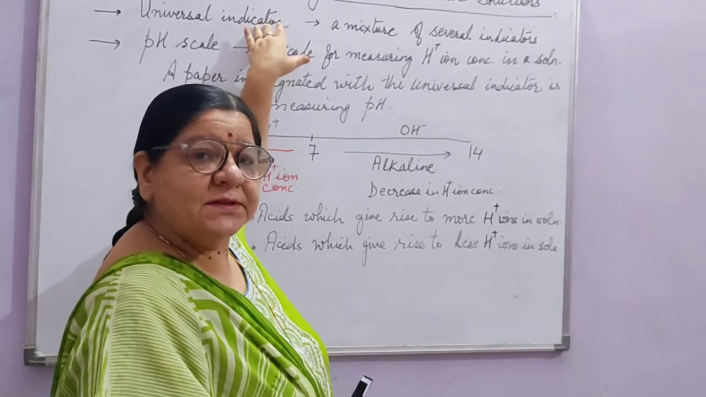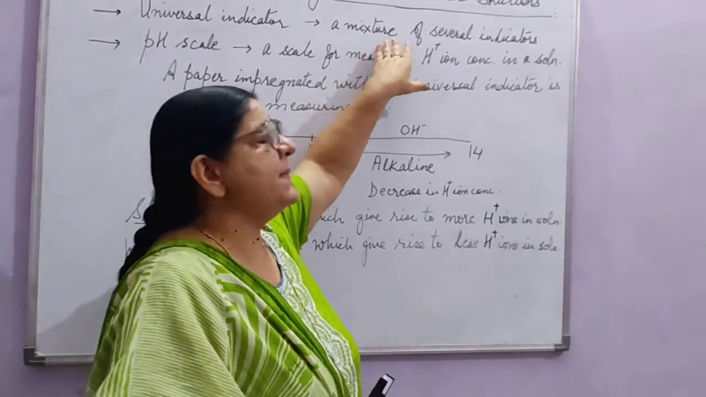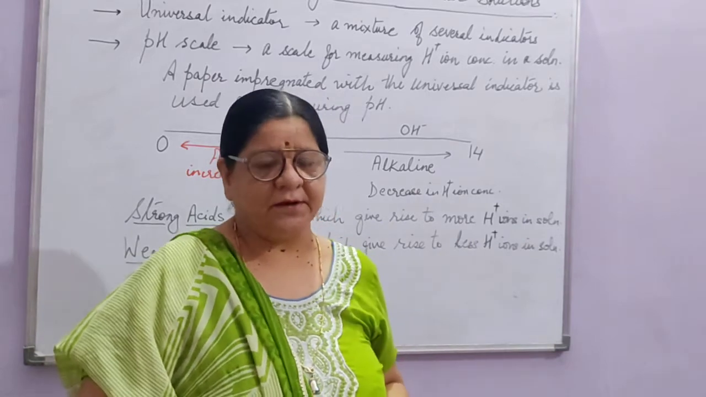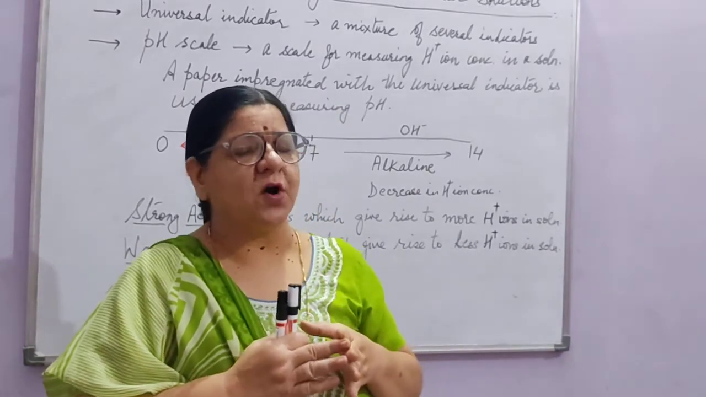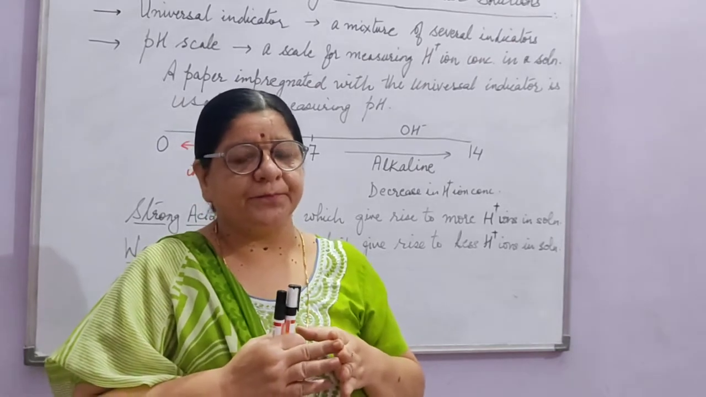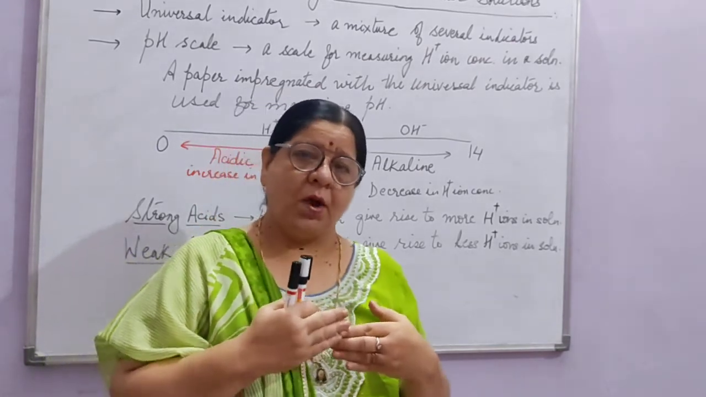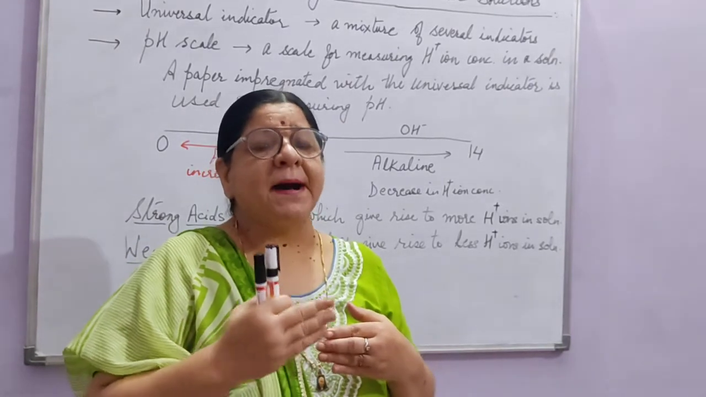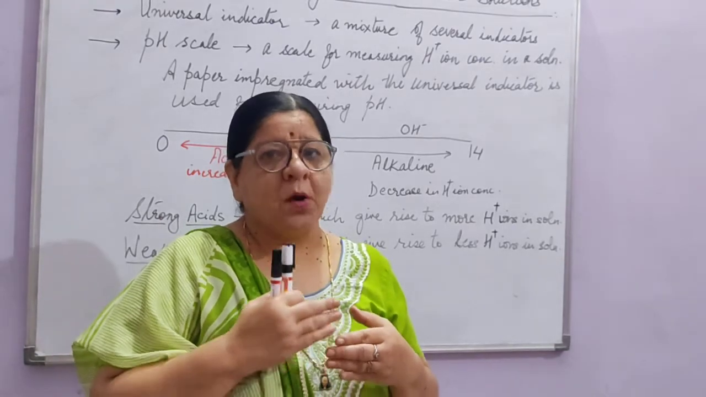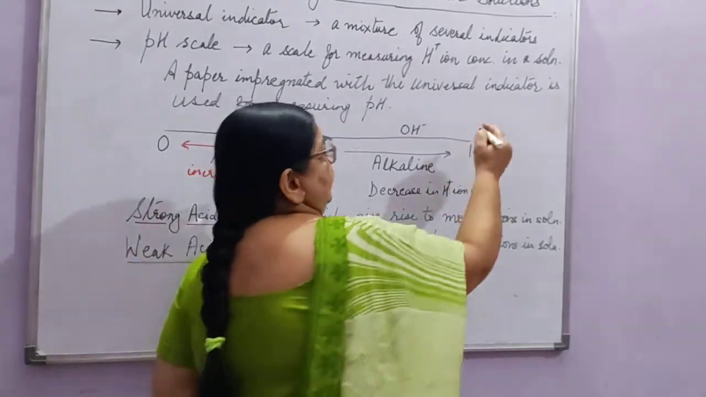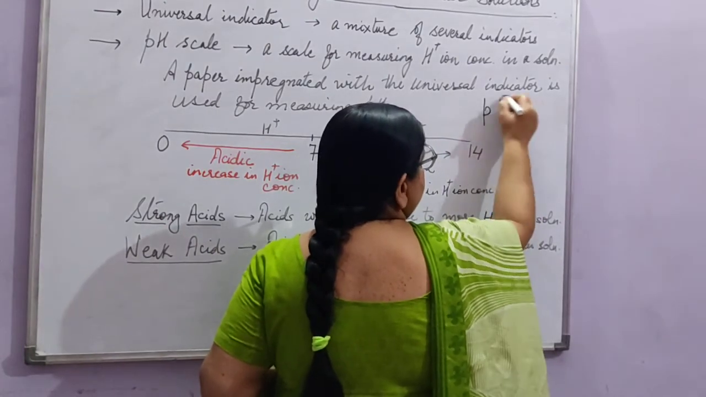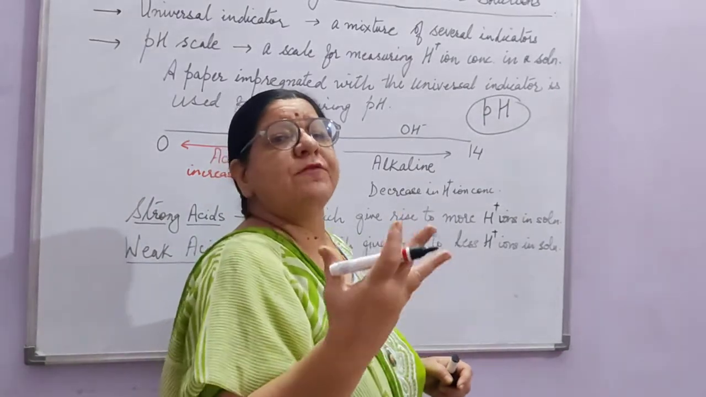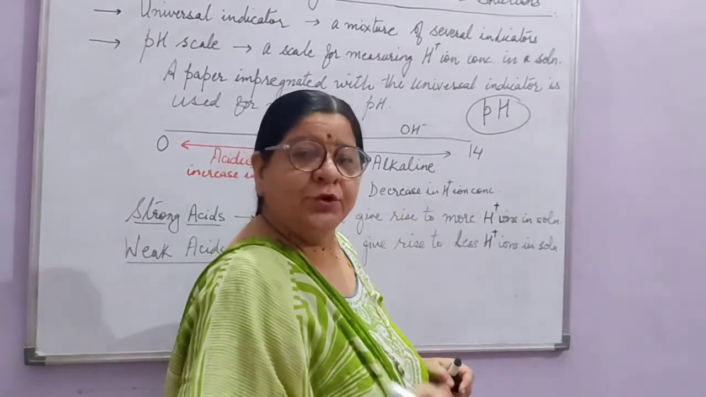Now what is a universal indicator? It is a mixture of several indicators, the indicators that you have already learned. And we can come to know about the hydrogen ion concentration by knowing the pH. Now what is this word pH? pH actually means power of hydrogen, the power of hydrogen ions in any solution.